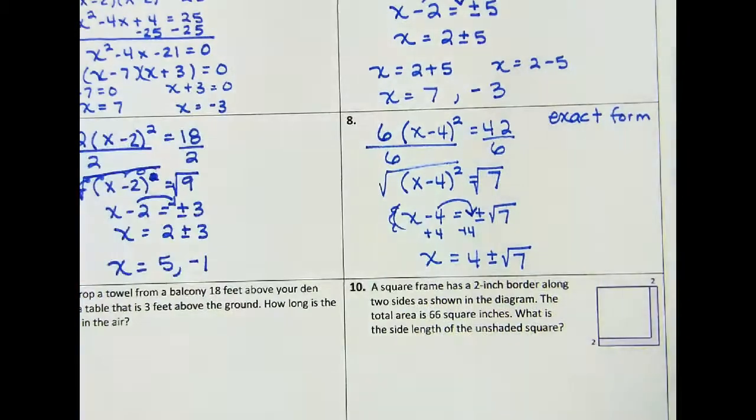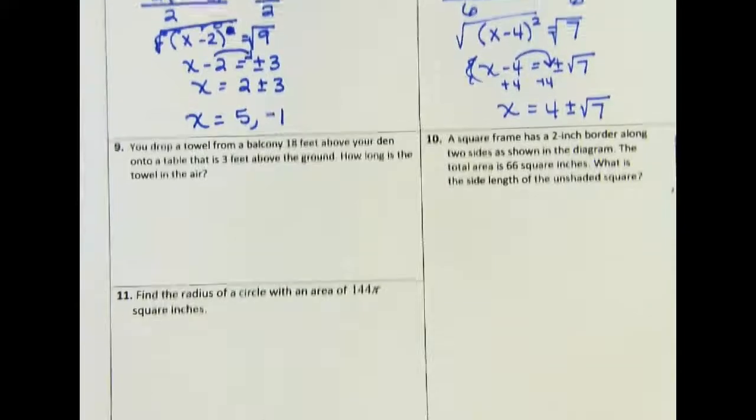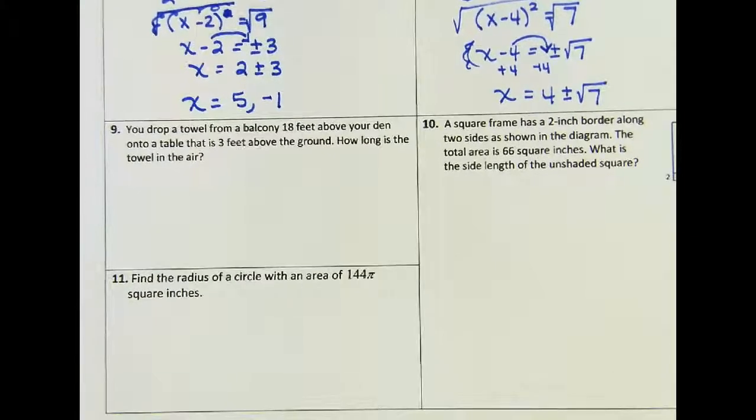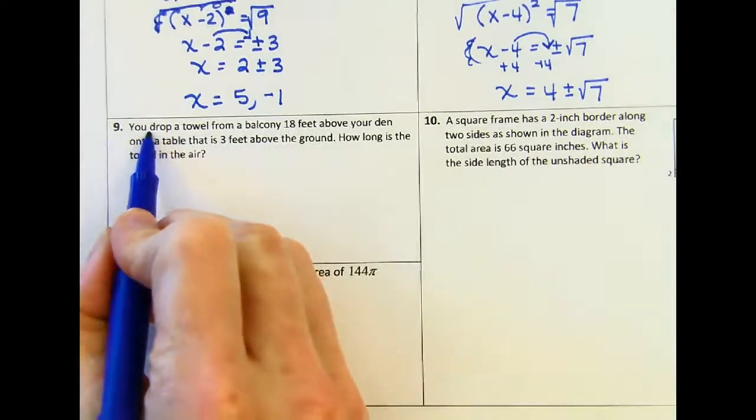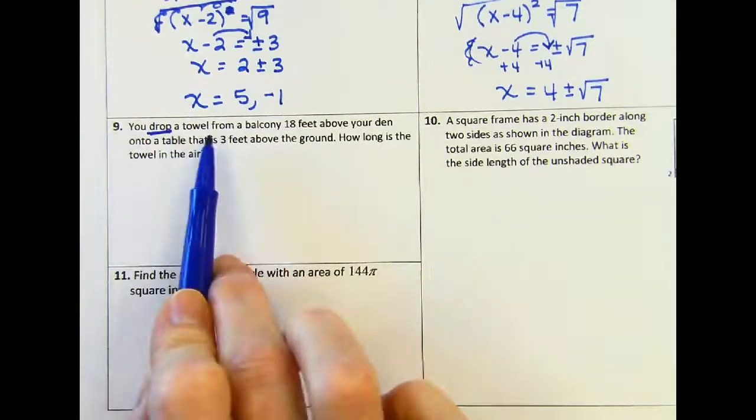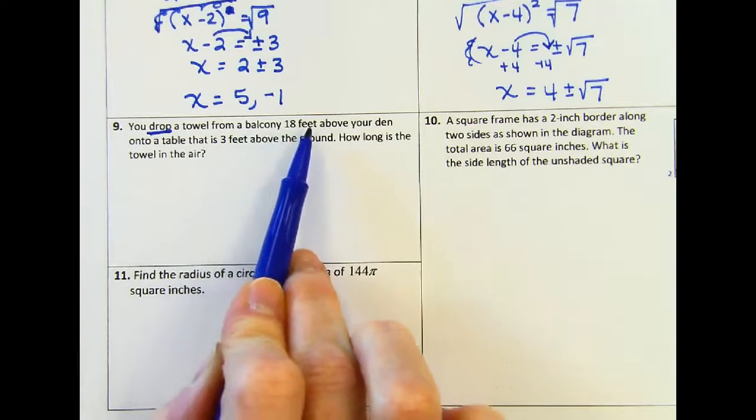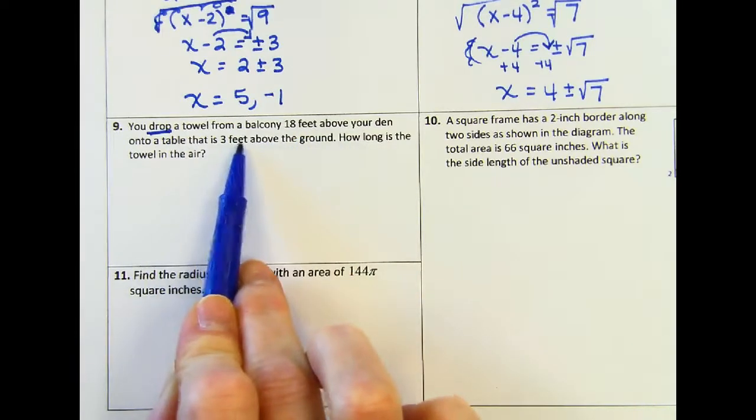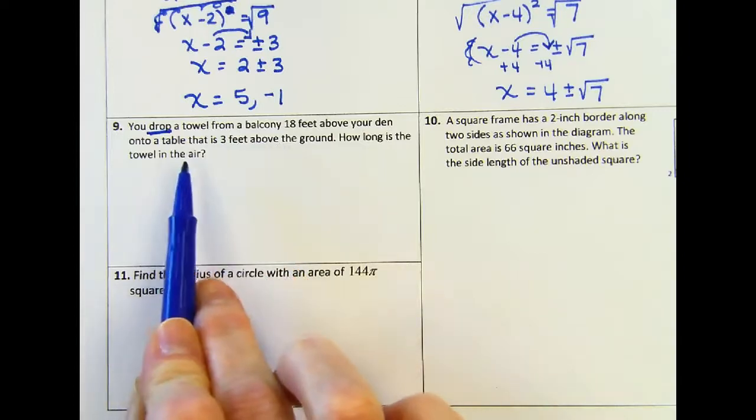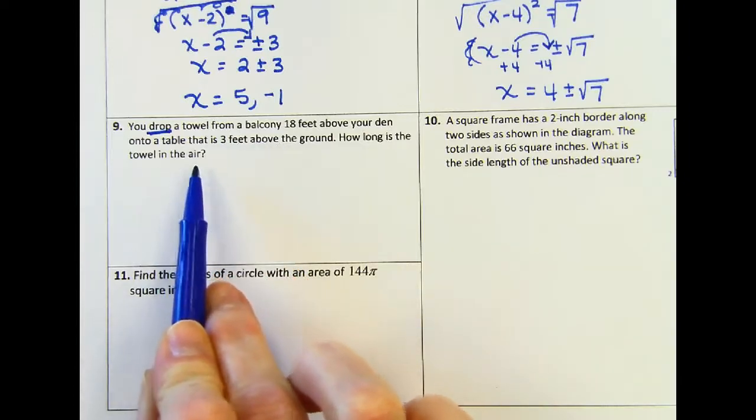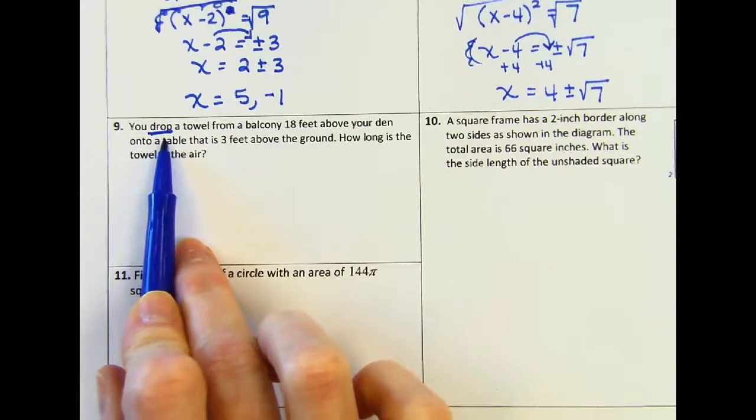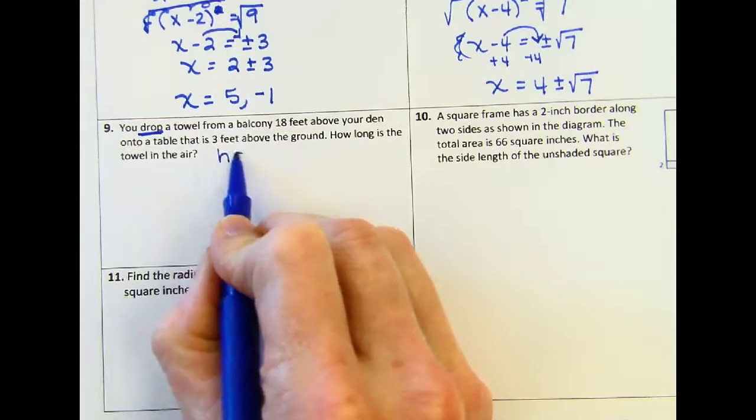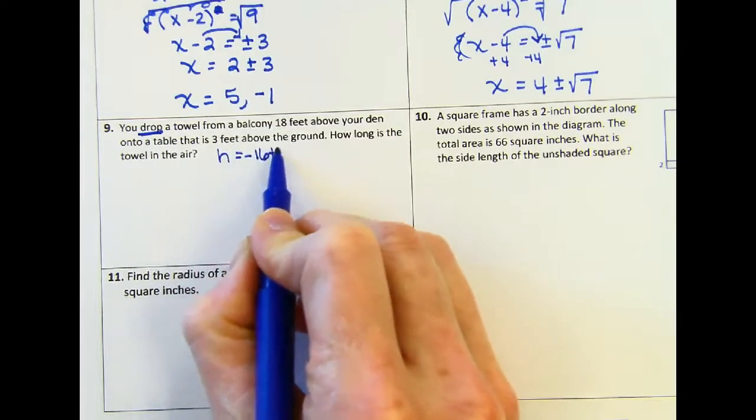Okay, now the next thing we're going to look at is the word problems. They're actually not that bad. Question 9 says you drop, it's a key word there, you drop a towel from a balcony 18 feet above your den onto a table that is 3 feet above the ground. How long is the towel in the air? Now, if you are dropping something, you do not have a velocity. And we will be going over this little formula here.